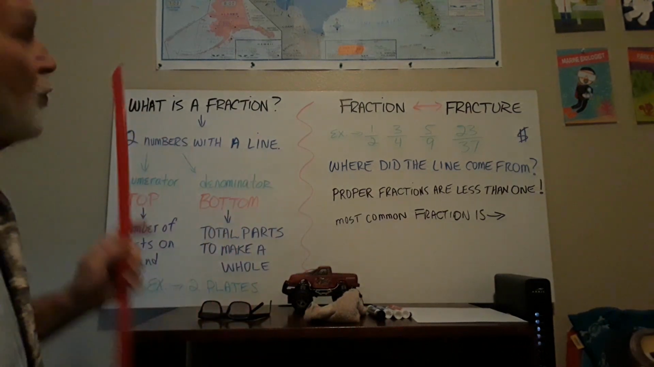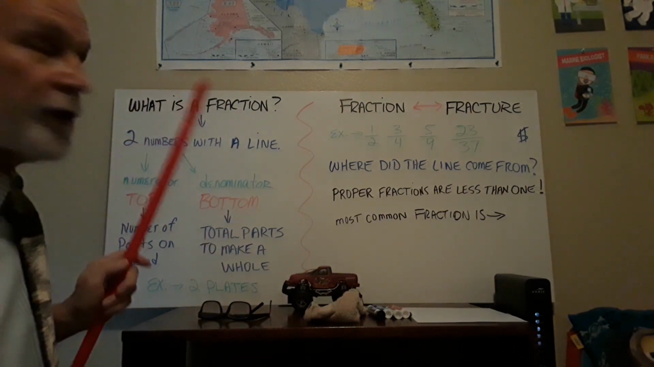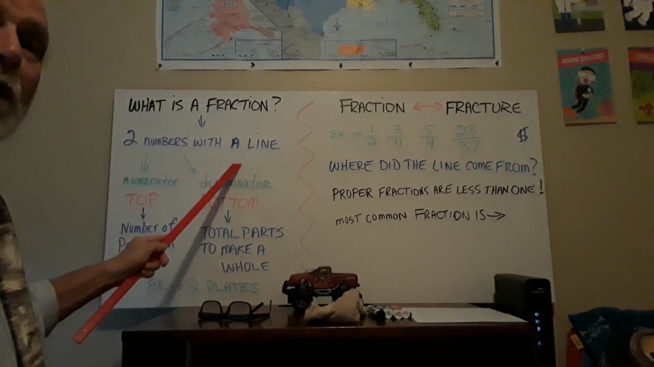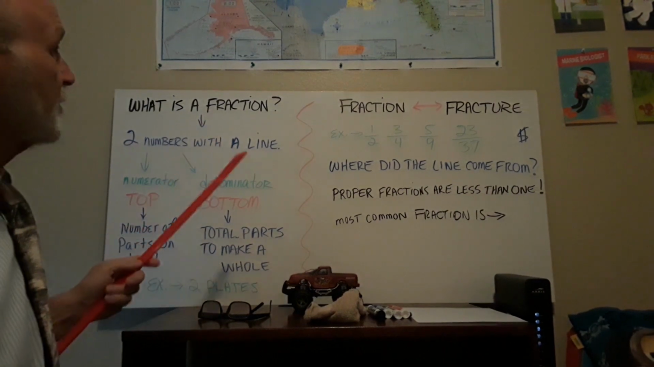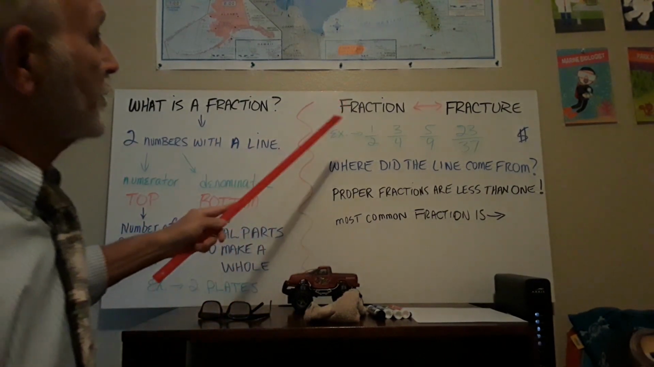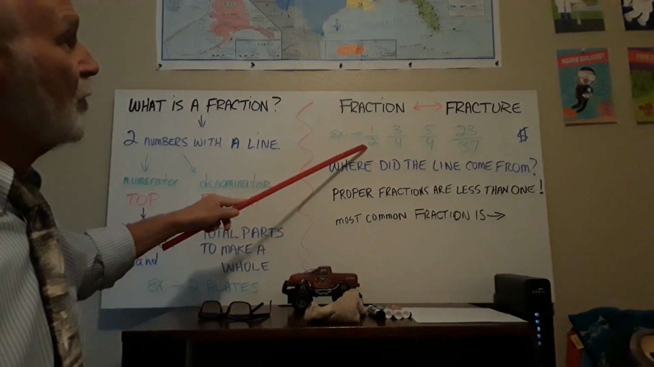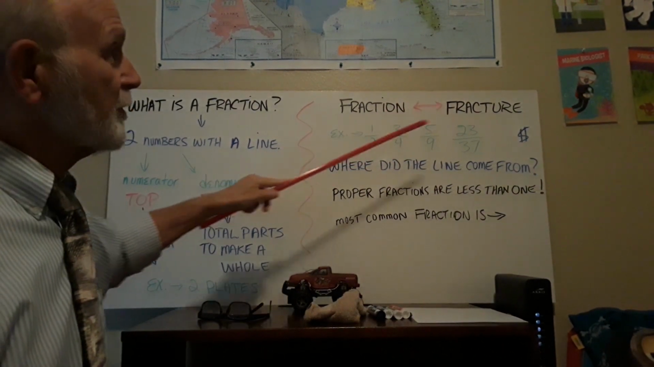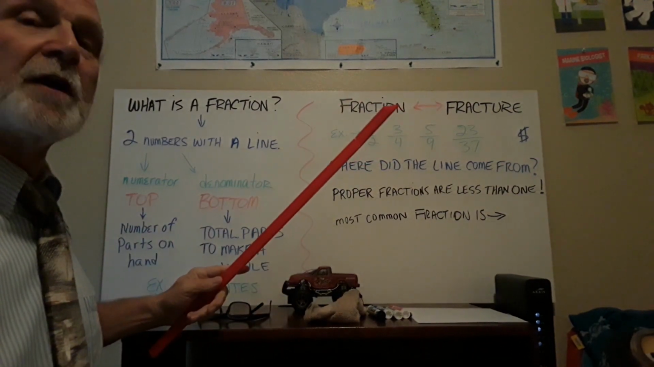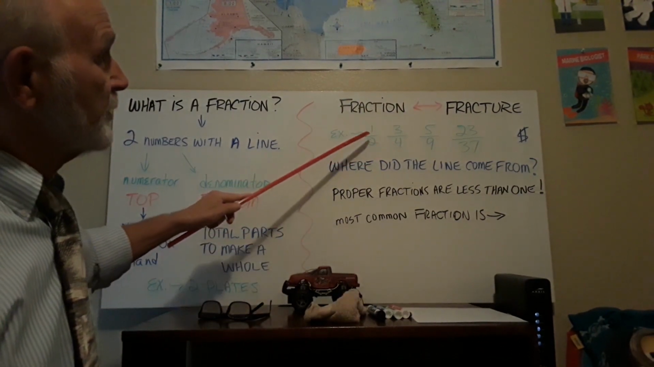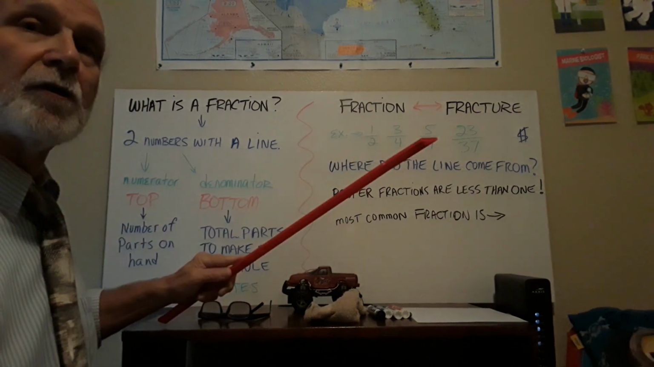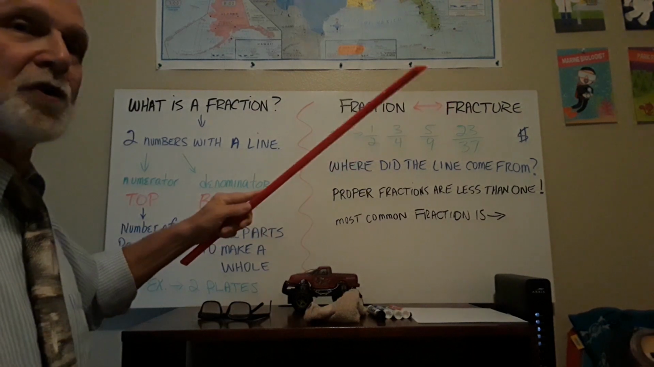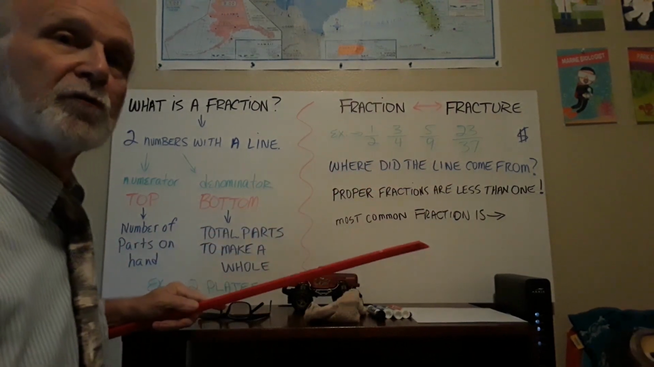All right, so what is a fraction? When you look at it, a fraction is so simple. It's two numbers with a line. That's all a fraction is. Look, I put some examples over here: 1/2, 3/4, 5/9, 23/37. It doesn't matter to me if you can't tell me what that means. I just need you to recognize this is two numbers and a line, a top number and a bottom number. That's all we're going to be concerned with today.